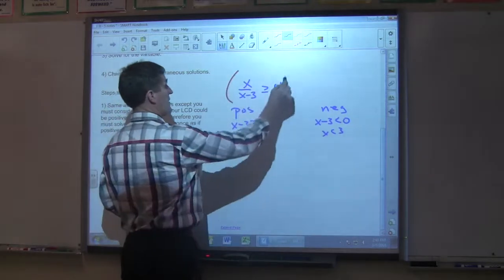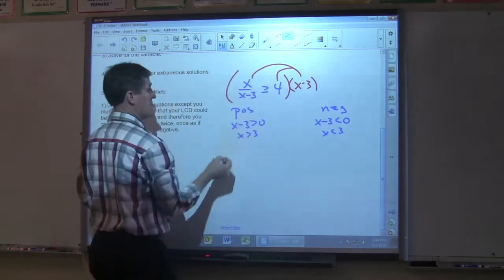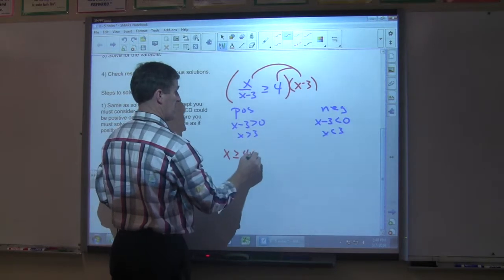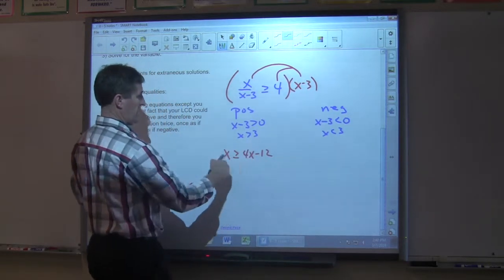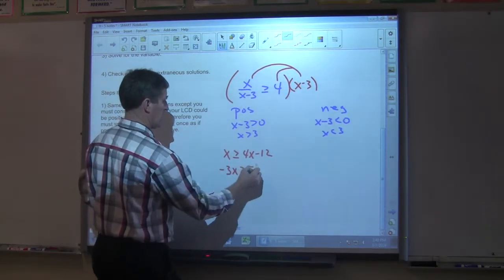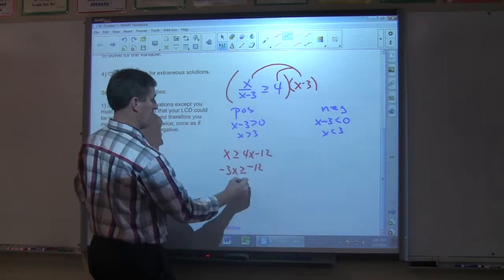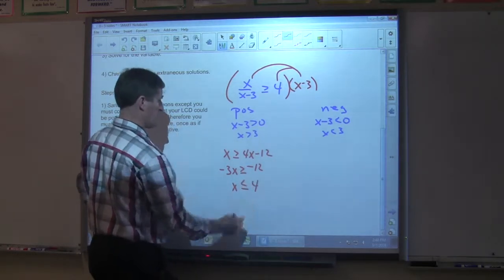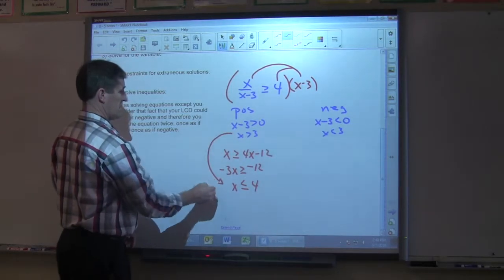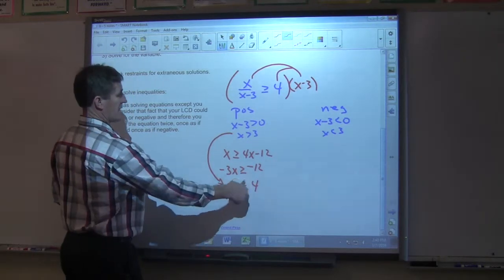Our common denominator in this case is x minus 3. So the x minus 3's cancel, and I get x is greater than or equal to 4x minus 12. I'm going to move the 4x over here by subtracting it, so I get negative 3x is greater than or equal to negative 12. And then I divide by negative 3. Remember, if you divide by a negative, you must flip the sign around. So we have, in this case, that x is greater than 3, and x is less than or equal to 4.